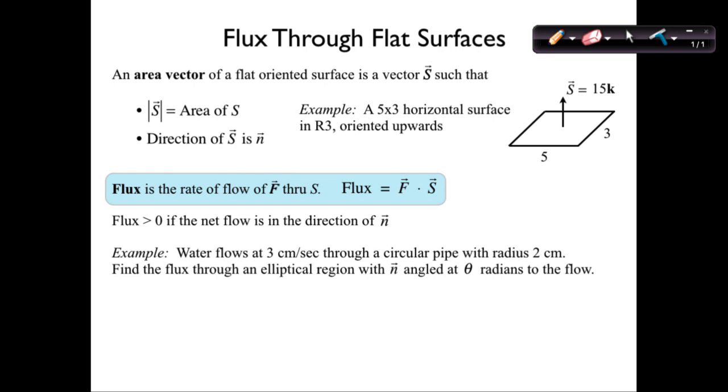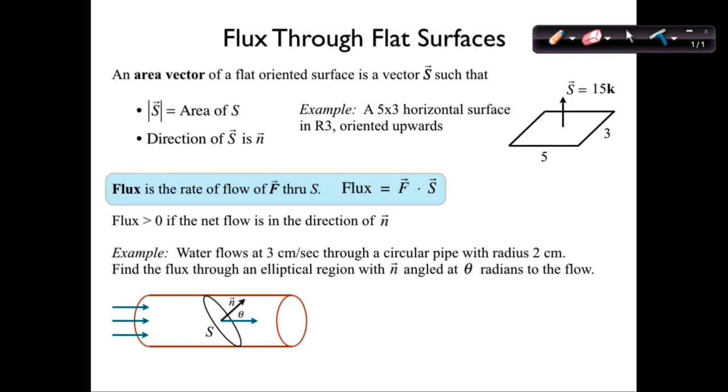All right, so let's look at this example. Water flows at 3 centimeters per second through a circular pipe with a radius of 2. We want to find the flux through an elliptical region with n angled at theta radians to the flow. The flow goes horizontally through the pipe, and S is some surface on an angle there. N is our orientation, our normal vector to the surface, and it's at an angle theta to the flow.